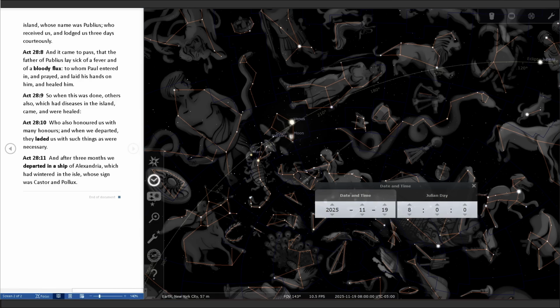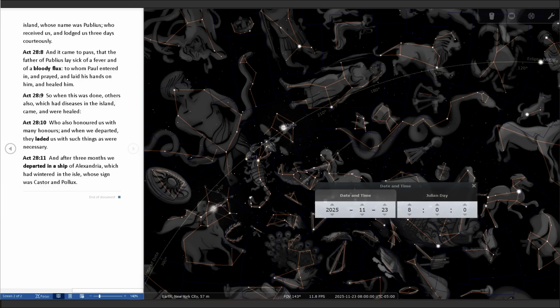And then finally, in Acts 28:11, it says they departed in a ship. And though it says Castor and Pollux here, which is a reference to Gemini, I think in the context of the Malta narrative, it's actually a reference to the ship of Sagittarius. And we can see that the moon will be at that point on November 23rd, right there in the ship of Sagittarius.